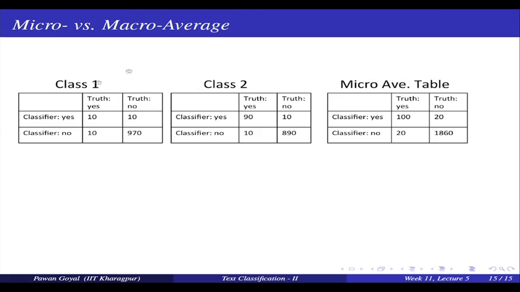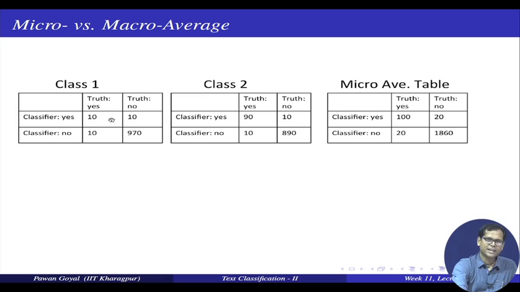So now when we have to compute micro average precision, we combine all these statistics. We combine them to say there were 10 plus 90, 100 cases where the classifier said yes and this was also yes. 10 plus 10, 20 cases where the classifier said yes, but it was not the correct class. Similarly 20 cases here and 160 cases here. So you combine all these statistics into a single table, and that becomes your micro average table.